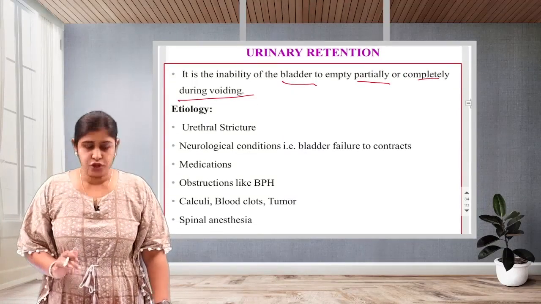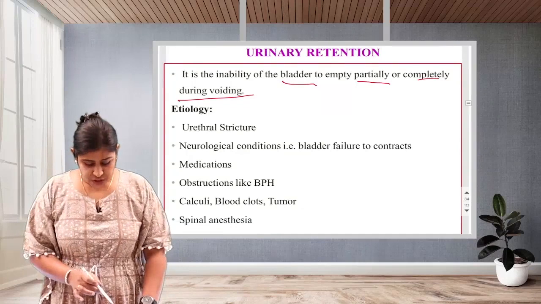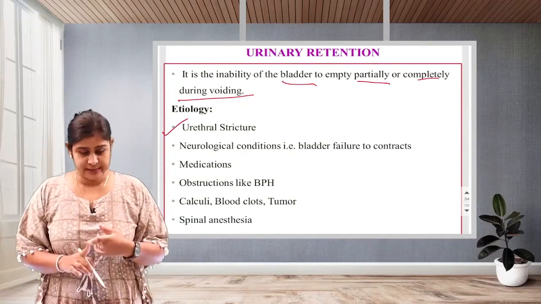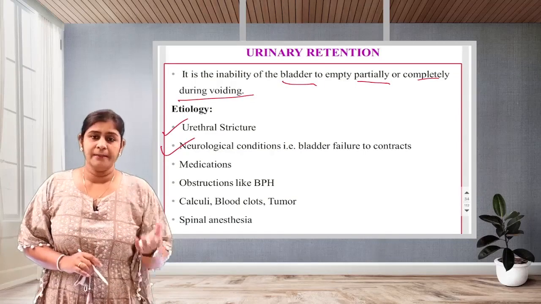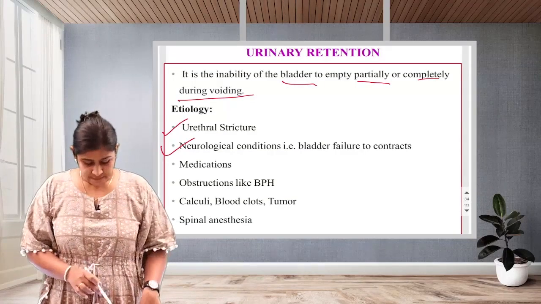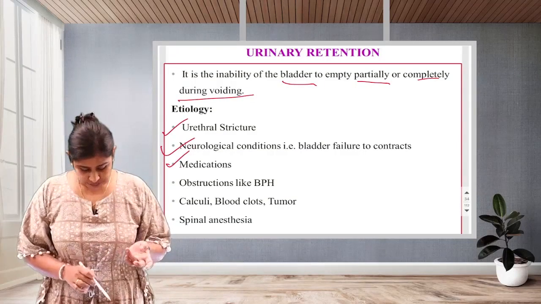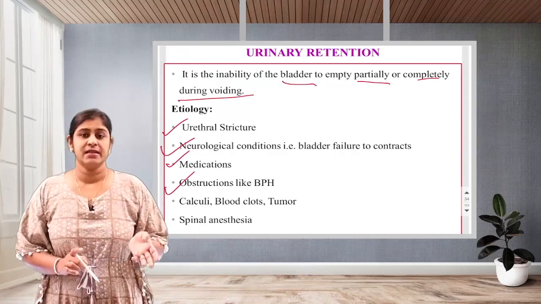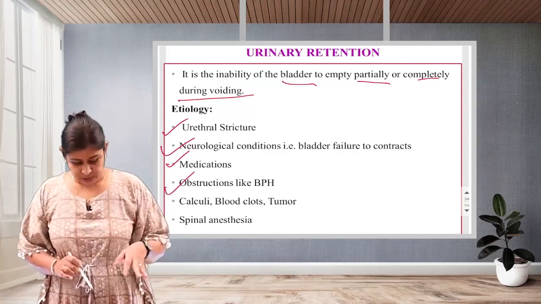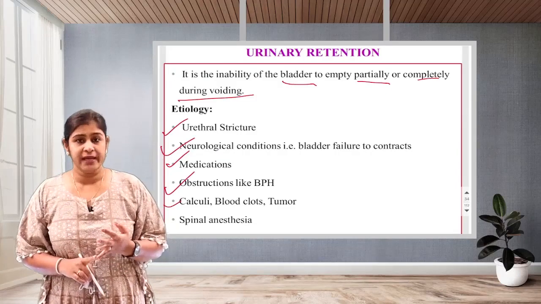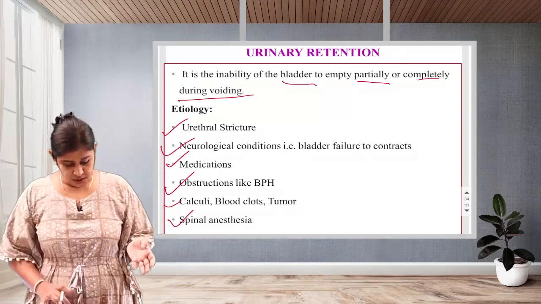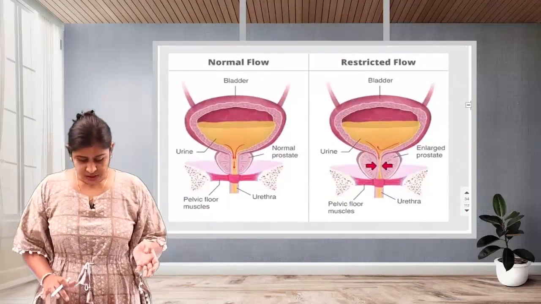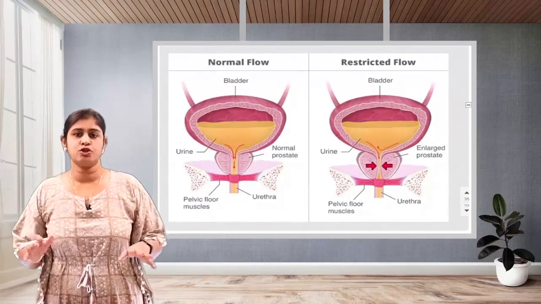So, what is the etiology of urinary retention? First is urethral strictures. Second is neurological conditions, that is, bladder failure to contract. Third is medications. Fourth is obstructions like benign prostatic hyperplasia, BPH, calculi, blood clots, tumor, and spinal anesthesia. So these are the various etiologies.